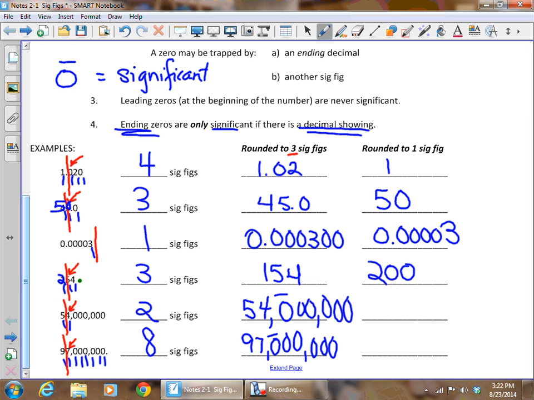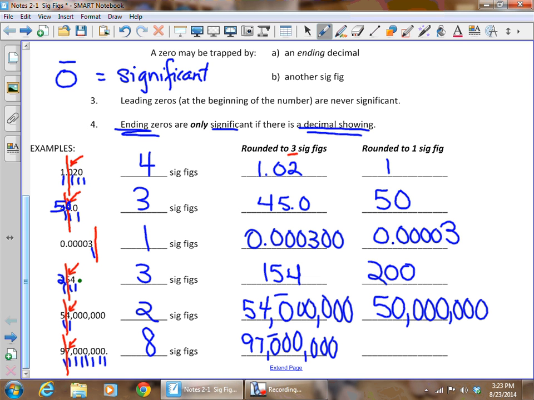The next one, since the number that we're going to be looking at after the red line is a 4, we do not have to round up. Therefore, we can just drop it. Now, when we drop it, I hope you for sure know that you cannot round 54 million to 5. 54 million can be rounded to 50 million, because when we drop that 4, we must replace all of those whole number place values with zeros.